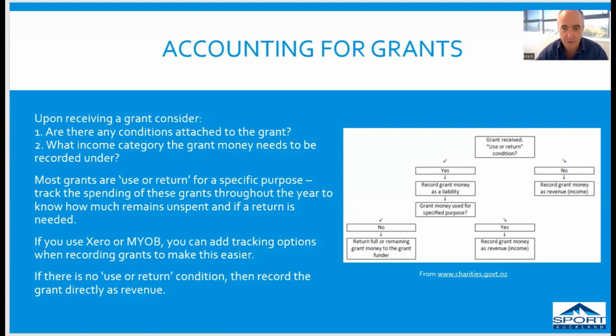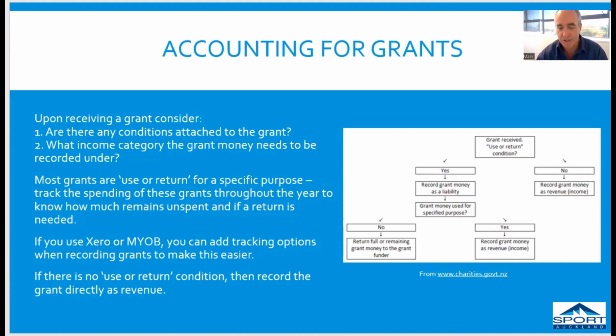If there's no use or return condition, it can be recognized as income straight away. But if there is a use or return condition, it's recognized as a liability, money that has to be paid back unless it is used for the purpose that it's been allocated for. Let's say, for example, you receive $10,000 to refurbish the club rooms. As that money comes in, it's recorded as a liability, and then as it is spent, it is moved across to revenue and then out to an expense as well.